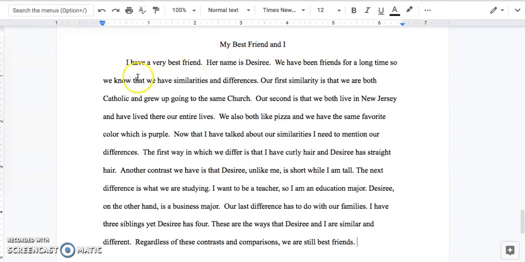So now we are going to look at it and see the vocabulary that we used. So for similarities, we're going to underline those words. So the first word that I used here, we have similarity. So that is 1. Both. That's another word. Same. That's another similarity word. We both live in New Jersey. Both. Both like pizza. Have the same favorite color.